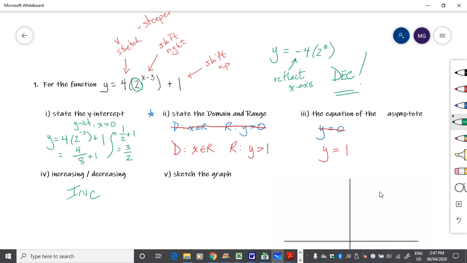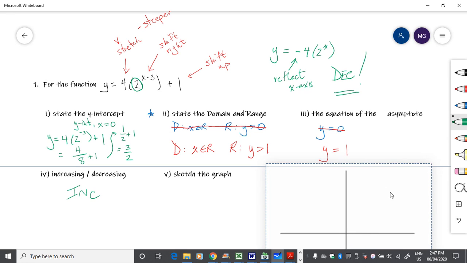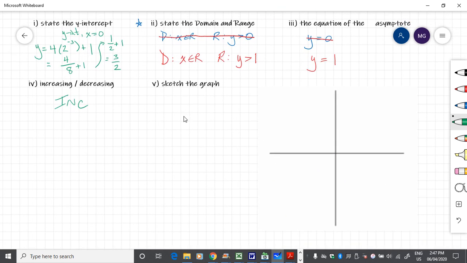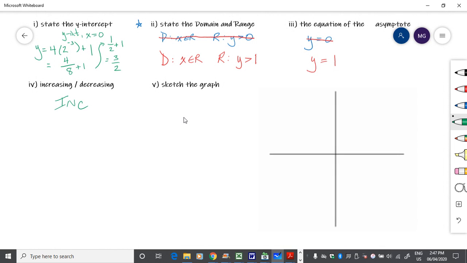Lastly, we're going to go through and we're going to produce a sketch. And I need you to understand that we're not producing a formal sketch. That's what we're going to work on tomorrow. What we want to examine today is, can you take those key features that we just have and can you produce a graph?